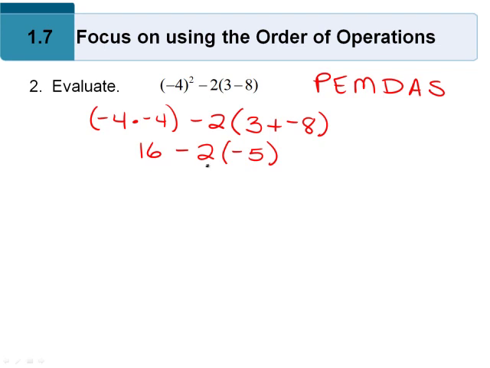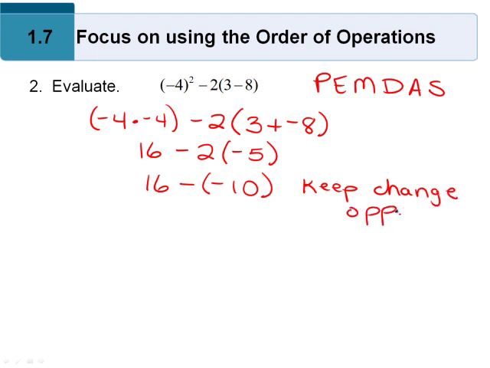Now, the next step, there's two different ways that you can do this. Probably the easiest, keeping with what we've been doing, is to keep this as a subtraction sign, 16 minus, and then you're going to multiply 2 times negative 5. So a positive times a negative is going to be a negative 10. And then you're left with subtraction. So we do keep, change, opposite on that last step. Okay, so that would be 16, we keep the same, change it to addition, and the opposite of negative 10 becomes positive 10. And 16 plus 10 gives me 26.